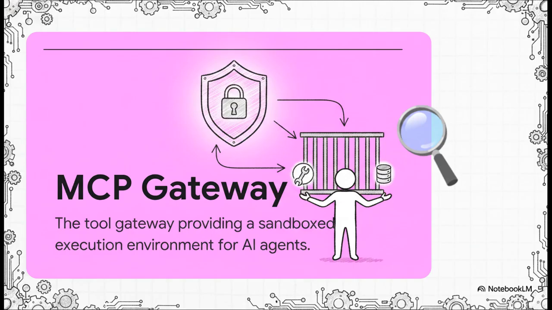That's the Model Context Protocol. Think of the MCP gateway as a highly secure bank teller's desk. The AI agent acts like a customer stepping up to the desk to request a transaction, like, say, running a tool or accessing a database. The MCP is this incredibly strict sandboxed execution environment. It's where every single request gets scrutinized before anything is allowed to actually happen.